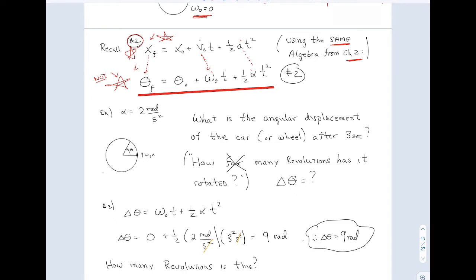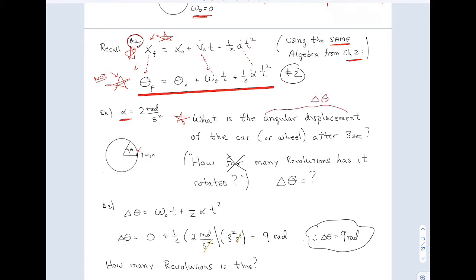Let's say we had the same problem. The angular acceleration was 2 radians per second squared. Remember, this thing's spinning faster and faster. What's the angular displacement of the car? That's the car, or it could just be a wheel. This whole big thing could be a wheel. What's the angular displacement of the wheel after 3 seconds? Remember, angular displacement is my delta theta.